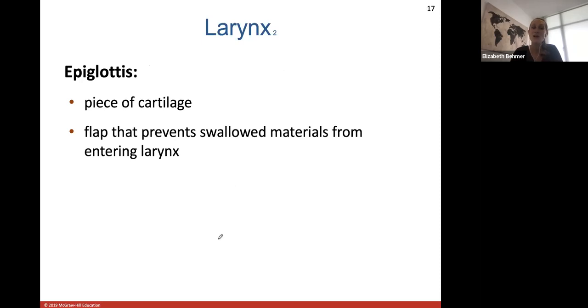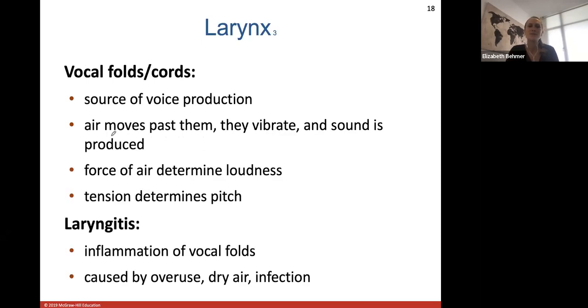The epiglottis is also a piece of cartilage. This is the flap or the door, I like to call it, that prevents swallowed materials from entering the larynx. So when you swallow food and drink, it will go down the posterior esophagus instead of getting into the larynx. If food or drink gets into the larynx, that's known as something getting down the wrong pipe, and usually you'll start to cough it out and hopefully not choke.